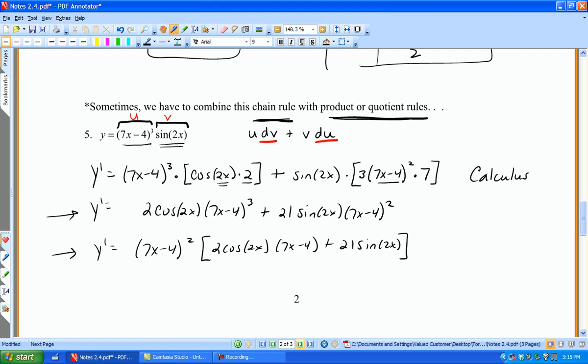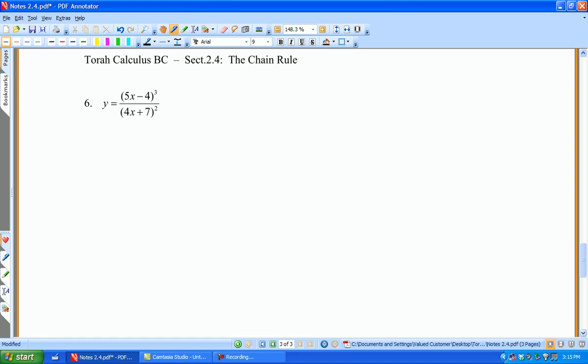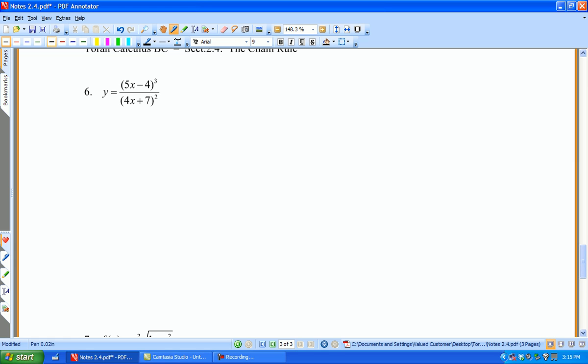All right, let's try another one. Turn the page. Okay, this one will take a little bit of work, so don't write too big. All right, so this time we have a quotient rule. So just reminding myself, quotient rule is v du minus u dv over v squared. But again, each time I'm taking the derivative of something, I may have to apply the chain rule. All right, let's give it a go.